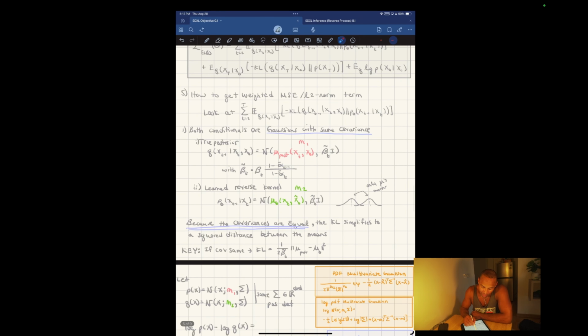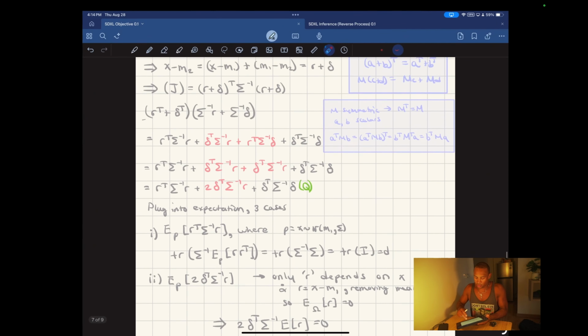So, right, if you look at this, sorry, this is the sum of the expectation of the KL divergences.